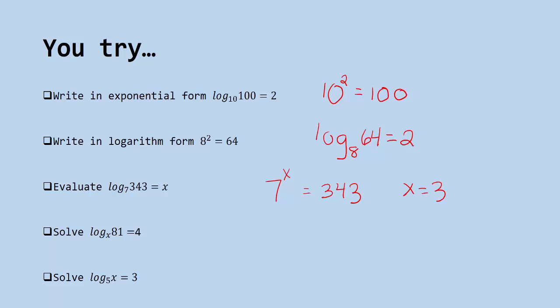Our next example, log base x of 81 equals 4. So x is my base, 4 is my exponent, and I'm trying to reach 81. So what number to the 4th power equals 81? x is equal to 3. And our last one, log base 5 of x equals 3. 5 is the base, 3 is the exponent, and the x this time is in the place of the answer. So 5 cubed equals x. x is therefore 125.